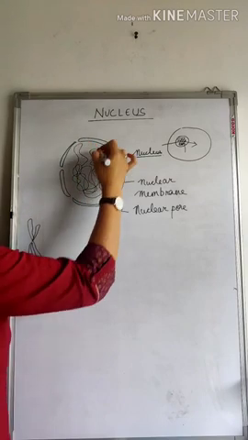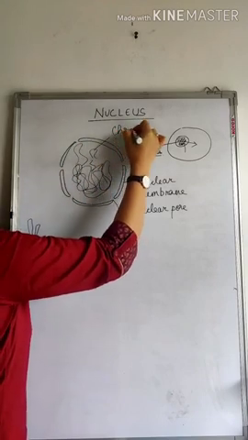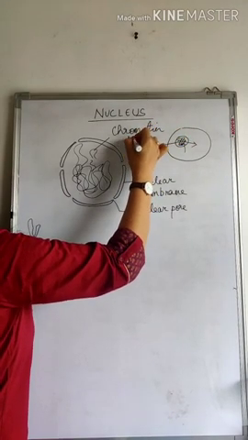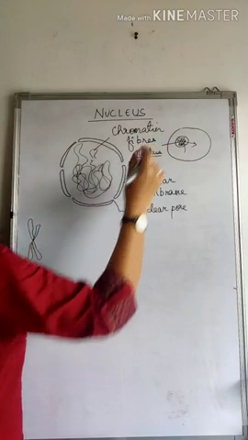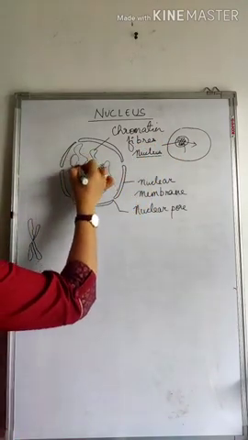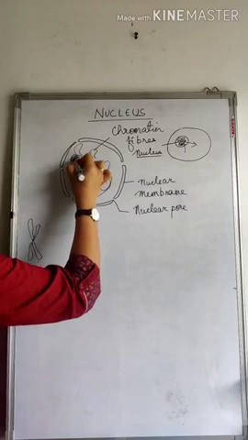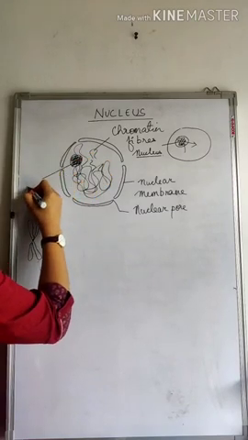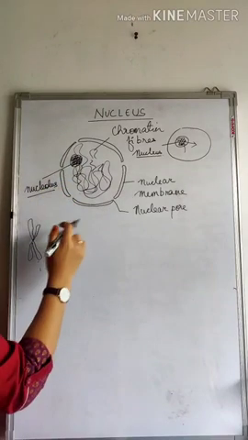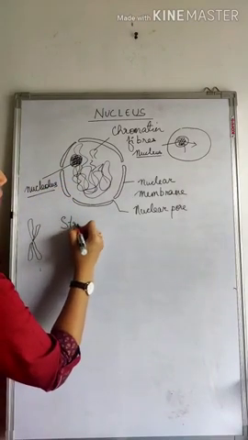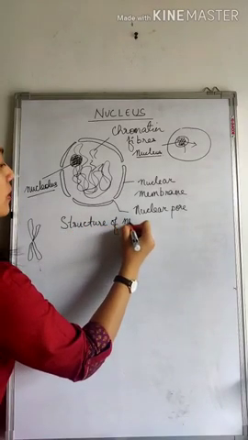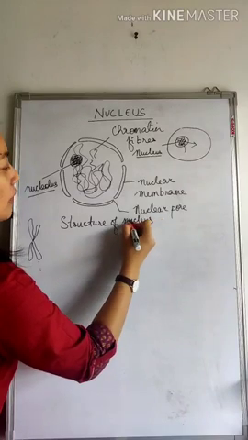Okay, this is called as chromatin fibers. It's nothing but an entangled thread, thread that has been entangled, and also you will find a nucleolus. So this is the structure of nucleus. You should learn how to draw. It's very easy. You can draw it in 1 minute only.